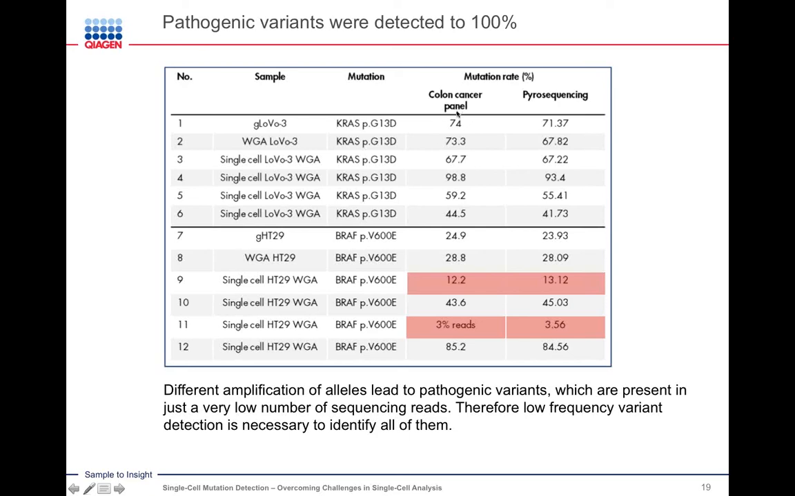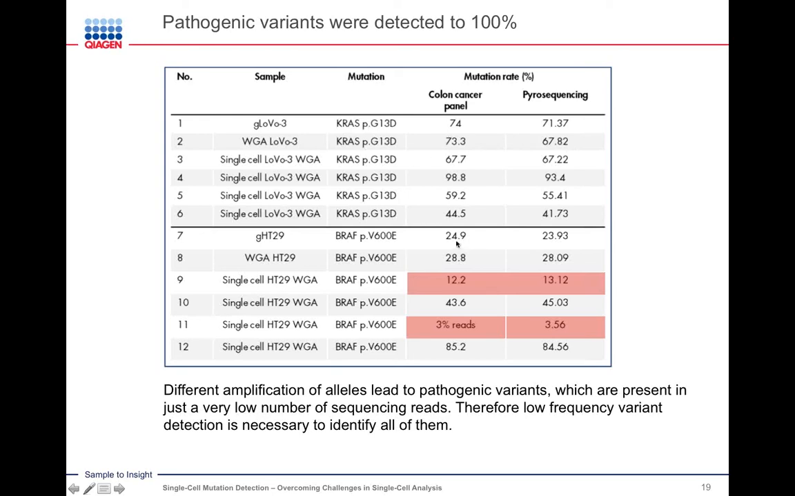And using the DNA sequencing, we're looking at an allelic fraction of 74% with our sequencing method, and this is confirmed with 71.37%. And you'll see when we do the whole genome amplification, we have 73.3% and 67.82%.